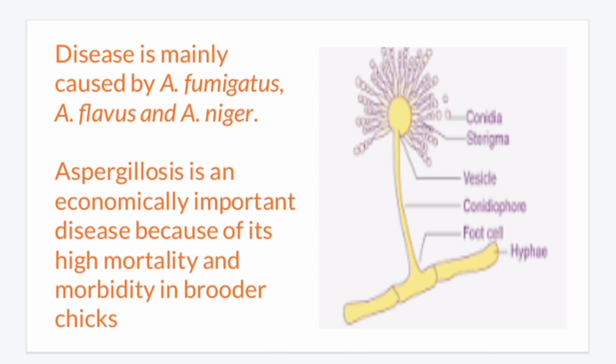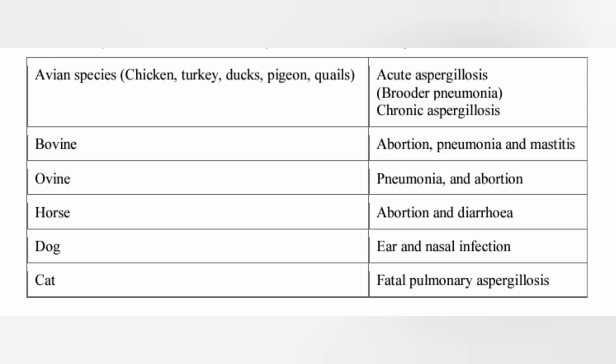The disease is mainly caused by Aspergillus fumigatus, Aspergillus flavus and Aspergillus niger. And as I already told, it is mainly important in brooder chicks. It will cause high mortality as well as high morbidity in the chicks, and in other species the intensity of the infection will be much lesser. So I will be including a table where you can see different types of diseases caused by this Aspergillus in different species.